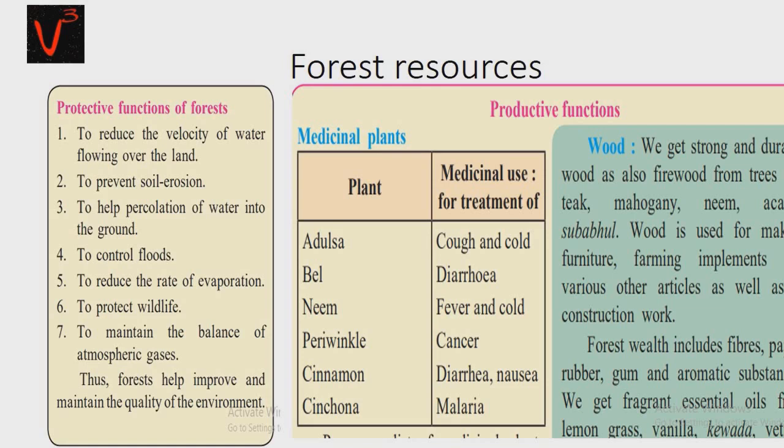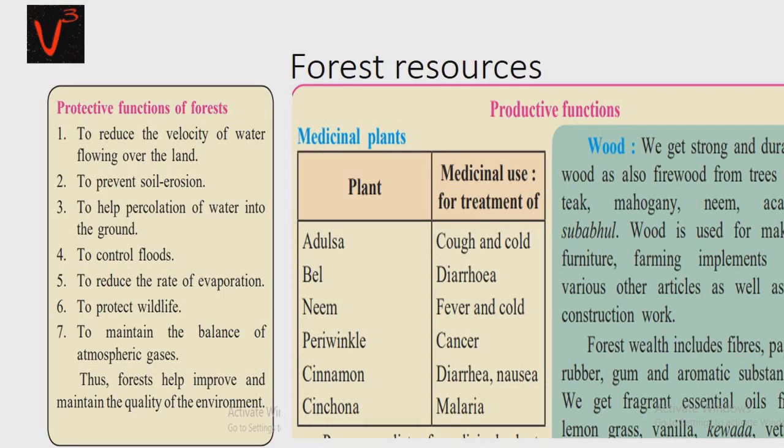Now let's see what are the productive functions of forest resources. Medicinal plants. Here you can see plant Adulsa. Its medicinal uses are for cough and cold. Bael for diarrhea. Neem is used for fever and cold. Periwinkle used for treating cancer. Cinnamon used for treating diarrhea and nausea. Cinchona used for treating malaria.